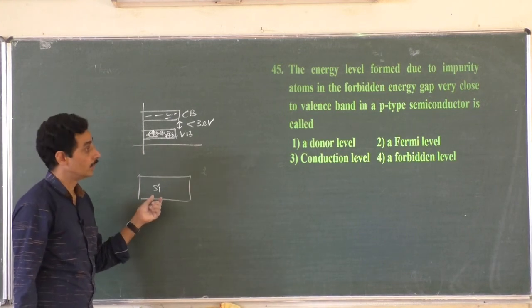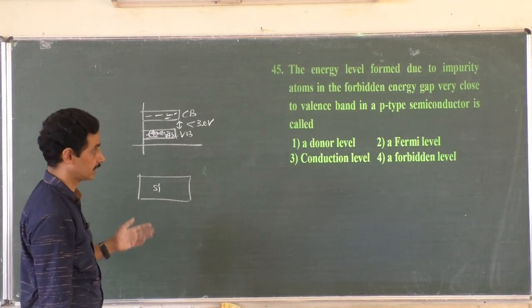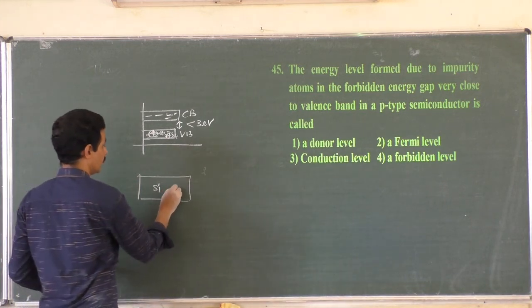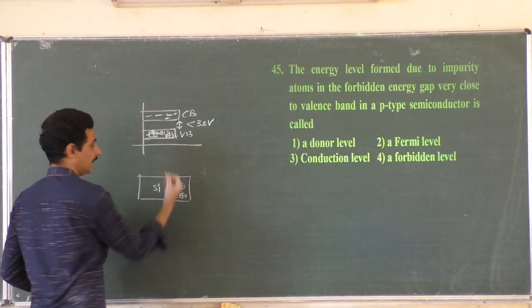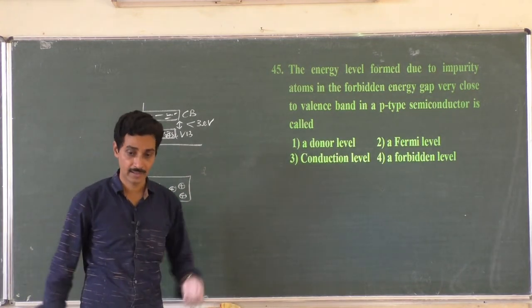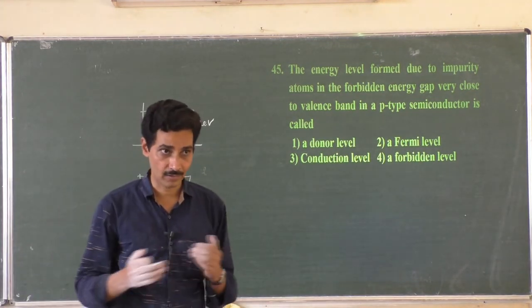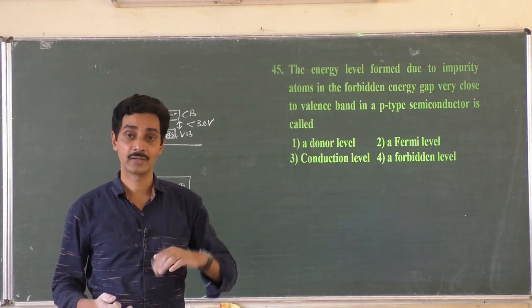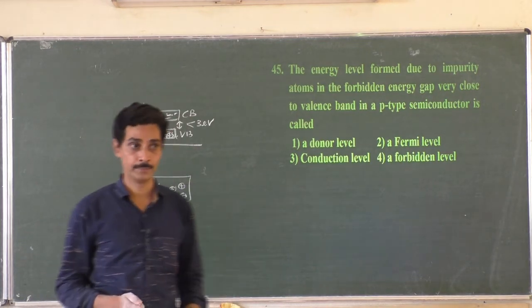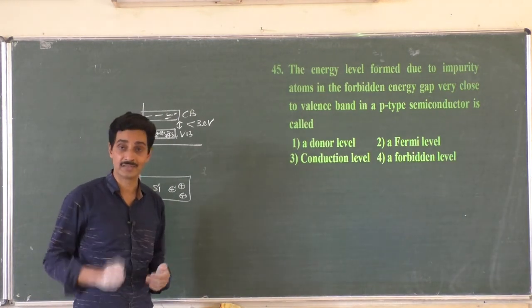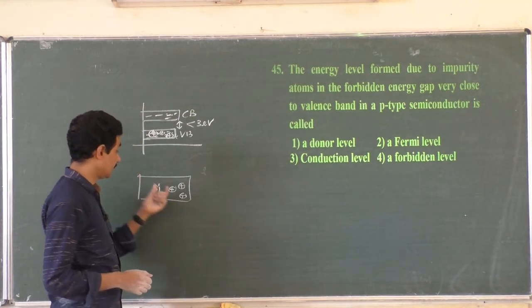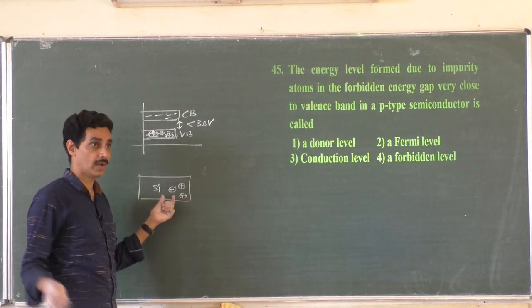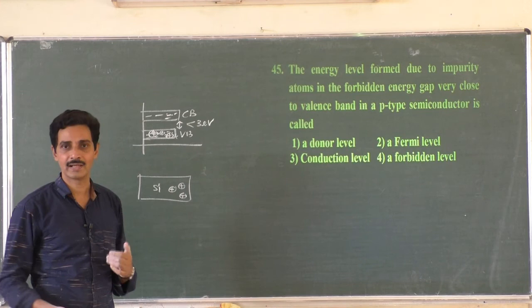Now if you dope it with what impurity? P-type semiconductor, that is trivalent impurity. What happens? Some more holes will come into the picture, and these holes are the vacancy of bonding electrons because of the deficiency of one electron in the boron atom or any trivalent atom. Now where do these holes lie? So when you add trivalent impurity, holes are created.